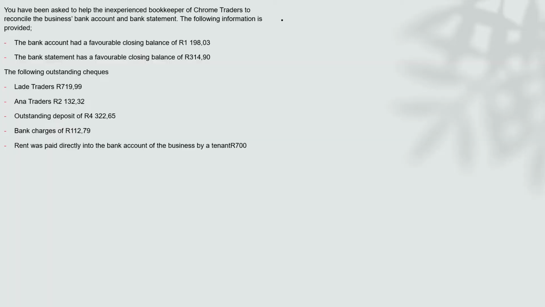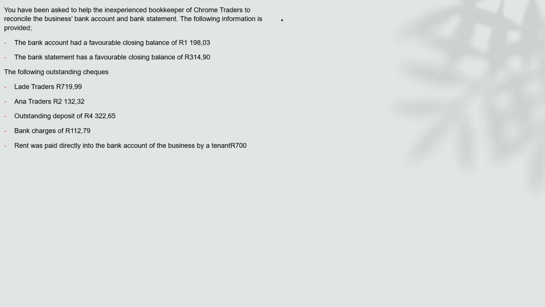It says here, you've been asked to help the inexperienced bookkeeper of Chrome Traders to reconcile the business bank account and bank statement. The following information is provided. Right, the bank account had a favorable closing balance.